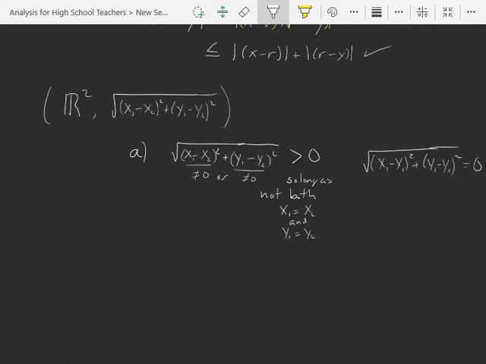Do we have symmetry? Yeah, we've got symmetry. The square root of x1 minus x2 squared plus y1 minus y2 squared is exactly equal to the square root of x2 minus x1 squared plus y2 minus y1 squared. Right? If I put them in the other order, it doesn't change anything, so that checks out.